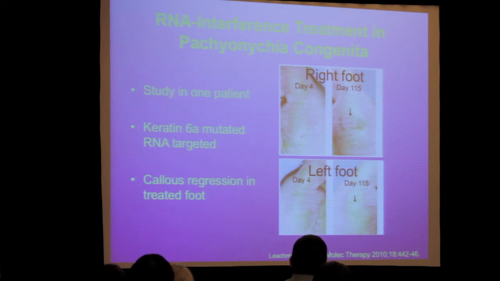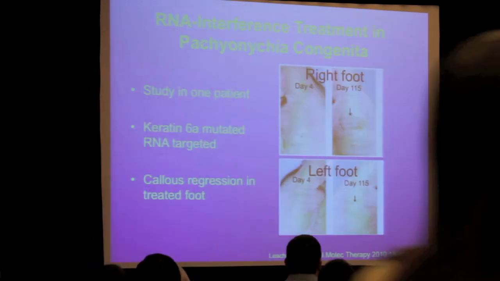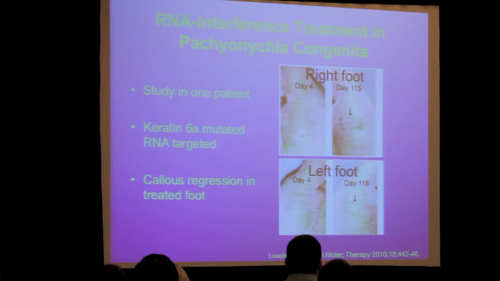Keratin 6A, again, is a different keratin pair, but it partners with keratin 16. And so our small inhibitory RNA was designed to match her mutation. It was then injected into her right foot, and a control was injected into her left foot. And you can see here that there's really, really nice callus regression. And over here, where a placebo was used, is nothing. And so this was the very first study showing that this technology can work in patients.